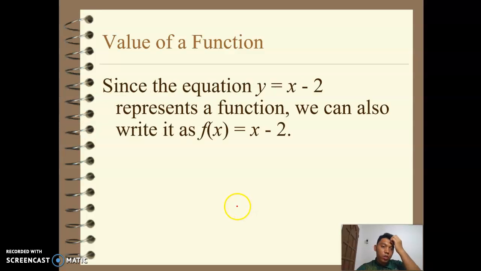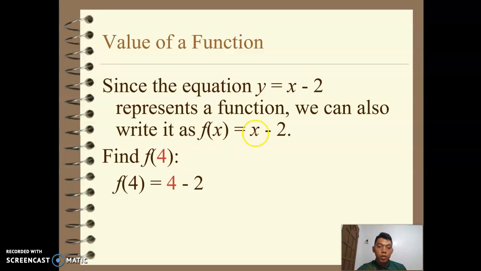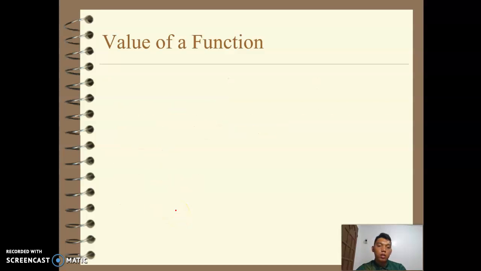So the value of a function. If you are to evaluate the function, since the equation y equals x minus 2 represents a function, we can also write it as f of x equals x minus 2. Then if we evaluate the function, we have here f of 4. This means that the x variable is replaced by the value of 4. So to solve for f of 4, simply substitute 4 minus 2, which is 2.